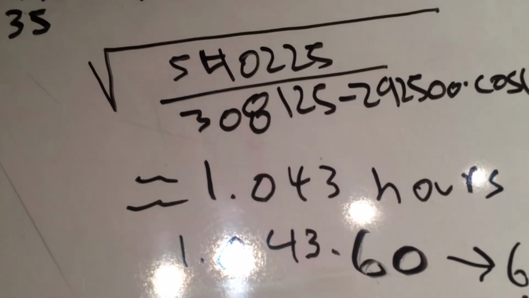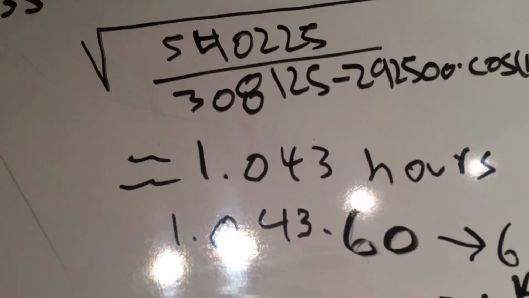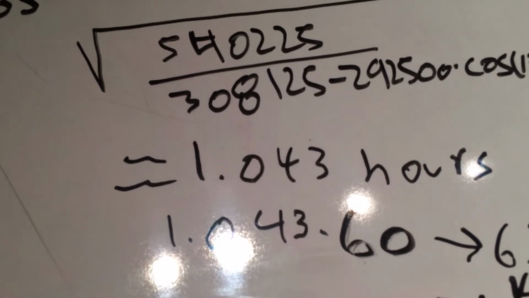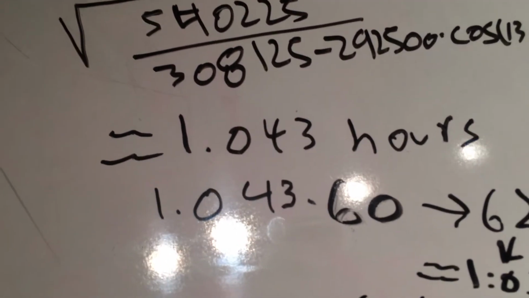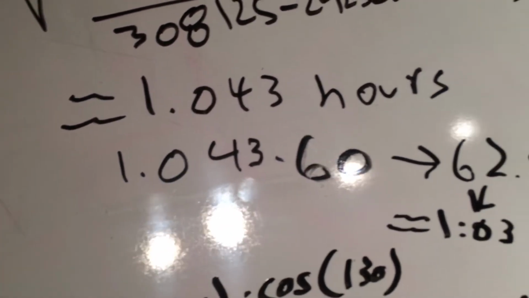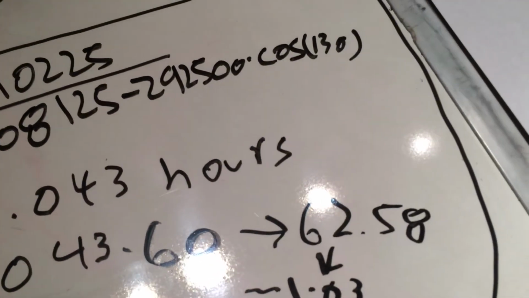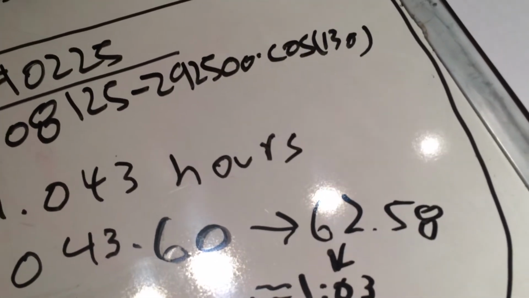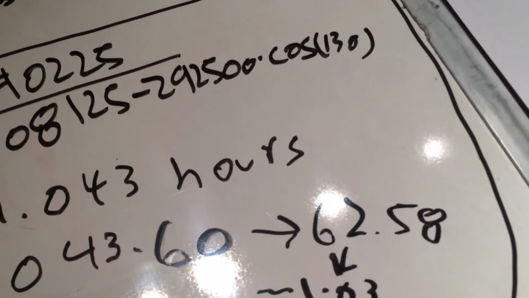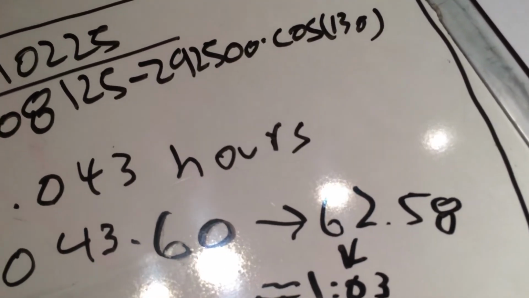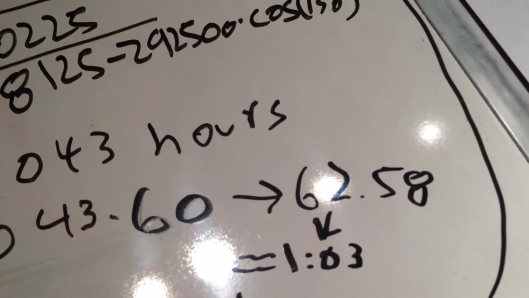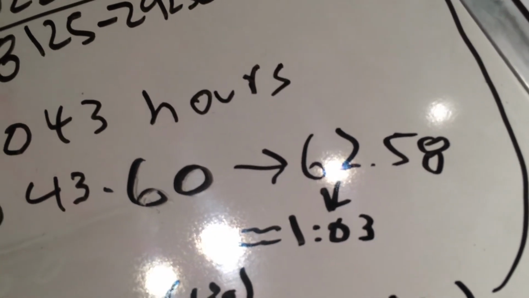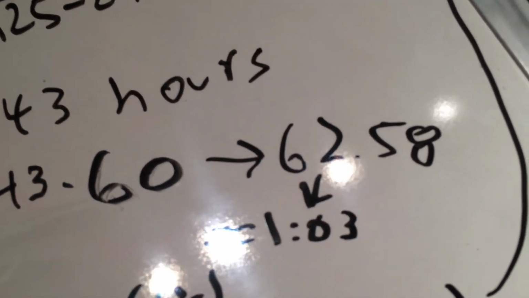So 1.043 hours later, the planes will be 735 miles apart. And so to accurately put that in time, multiply that by 60 and you get minutes. Now we have 62.58 minutes later, the planes will be 735 miles apart. And so then that just translates to 1:03, when they will be that distance apart. And that's the solution.